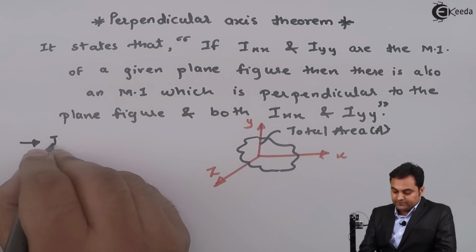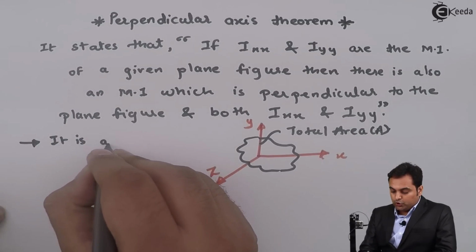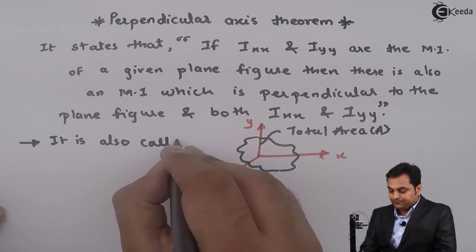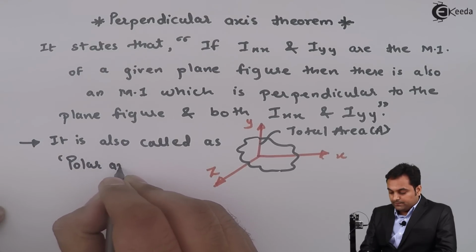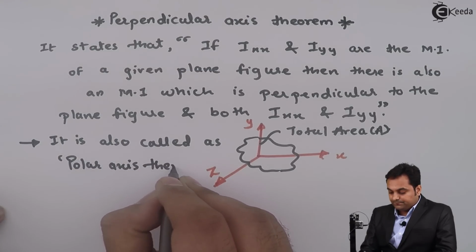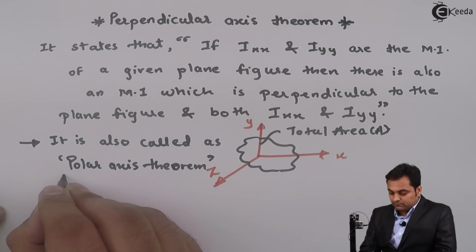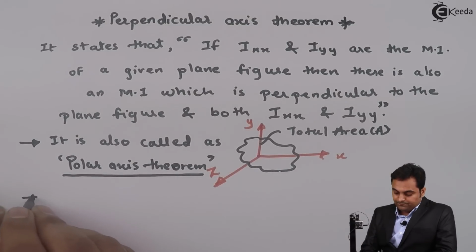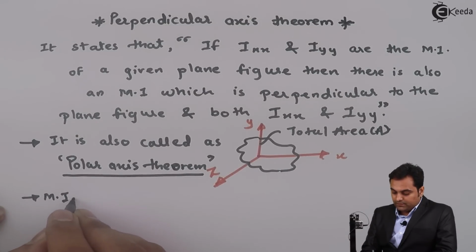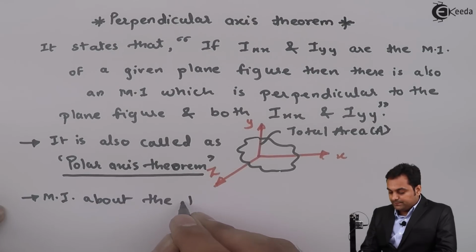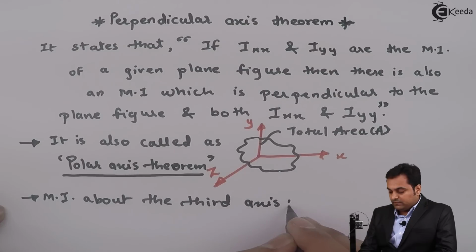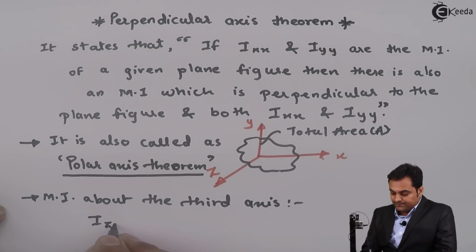this theorem is also called as polar axis theorem, and MI about the third axis, that is Izz, will be equal to Ixx plus Iyy.